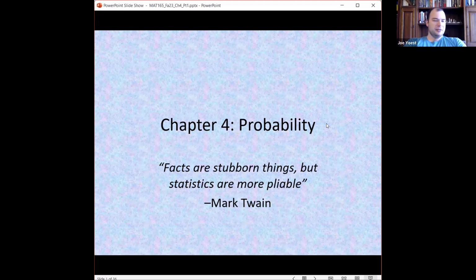Okay, so chapter 4, we're starting into the topic of probability. And kind of having wrapped up chapter 3, I like this quote by Mark Twain where he says facts are stubborn things, but statistics are more pliable. And now that we see how much gray area there is in choosing a measure of center, a measure of variation, or a graphical technique or whatever, maybe we see what he is talking about here a little bit.